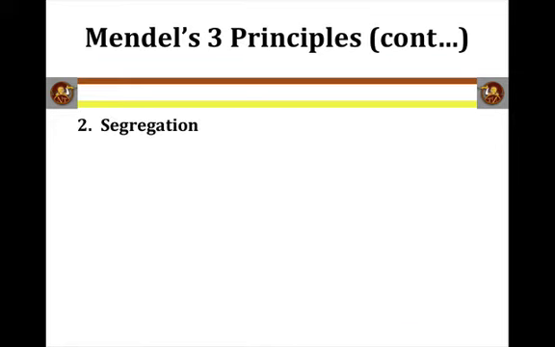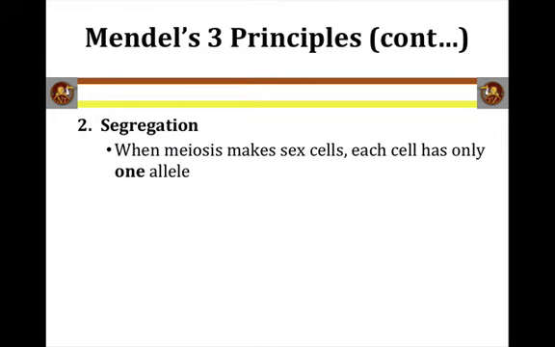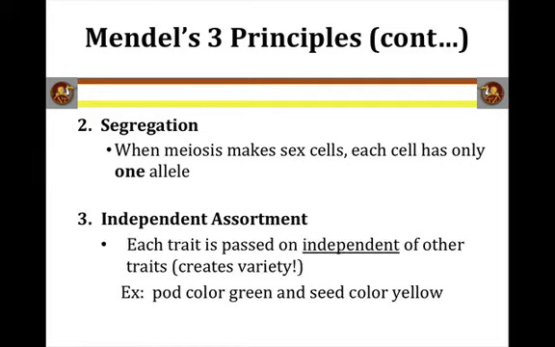The second principle is segregation, and that simply says that when meiosis makes sex cells, each cell has only one allele. The third is called independent assortment. Independent assortment is that each trait is passed on independently of other traits. So your eye color is not also attached to your fingernail length.